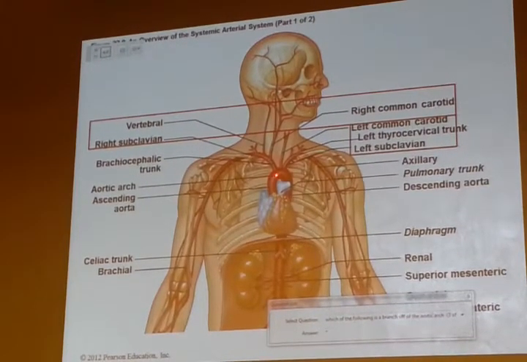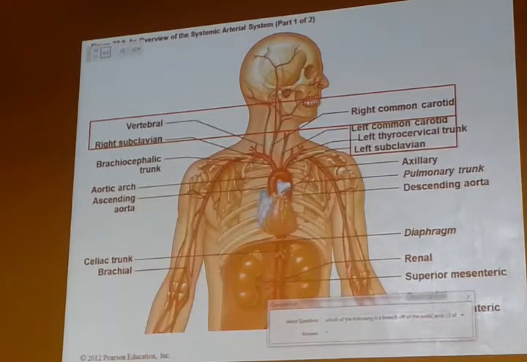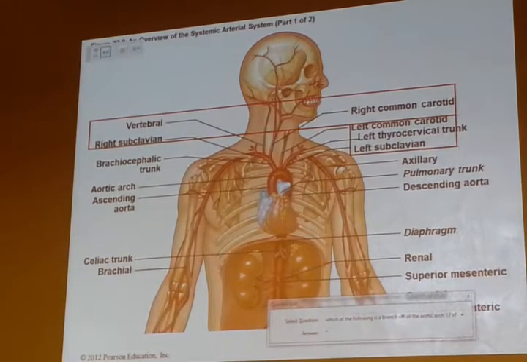The next vessel that comes off the aortic arch is your left common carotid. There is no left brachiocephalic trunk. So it's only a trunk on the right, so we don't bother to say right. We only include right if there is another one on the left. So we have a right common carotid, now we have a left common carotid. Left common carotid comes off the aortic arch. Right common carotid does not. It comes off the brachiocephalic trunk.